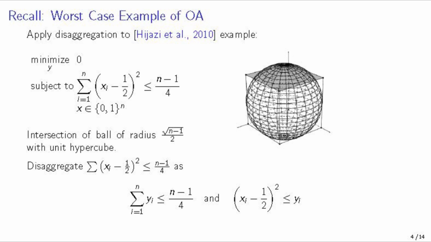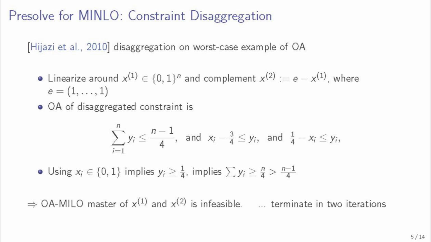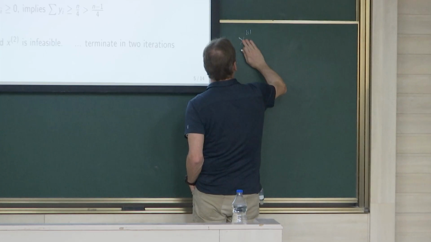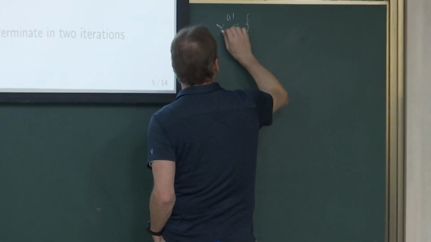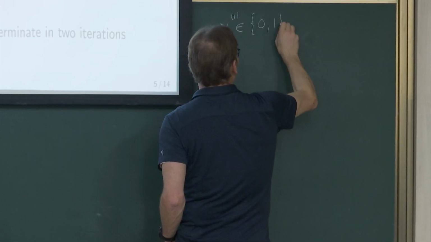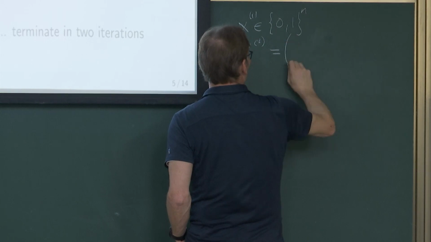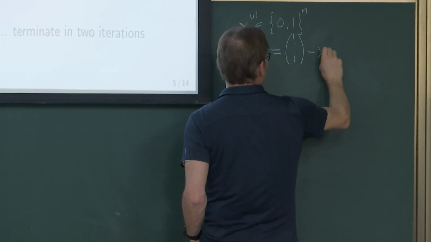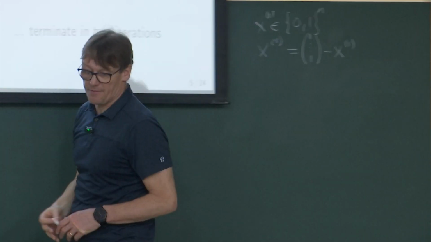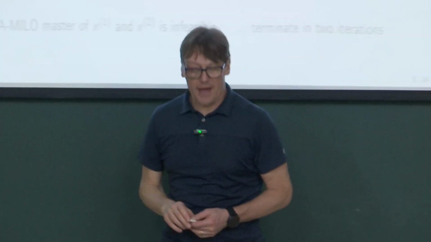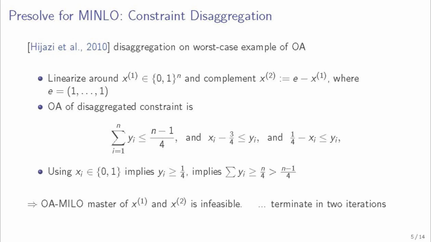Okay, so if I do that in this example, then there's a little trick. In fact, if I linearize about 2 points, I take my first point x1, which lies in {0,1}^n, and x2, which is just the vector of all ones minus x1. So that's the complement of the first vector. If I take those 2 vectors, substitute them and compute the linearizations, then I get this set of linearizations here.